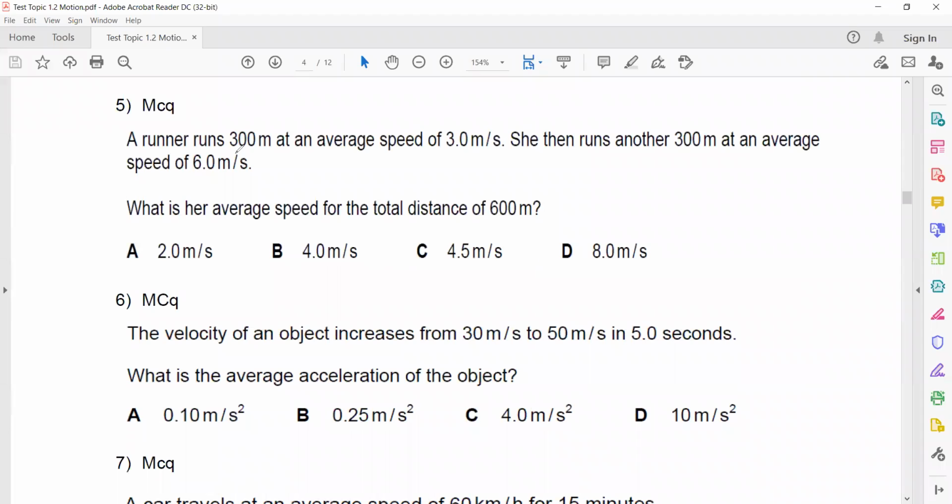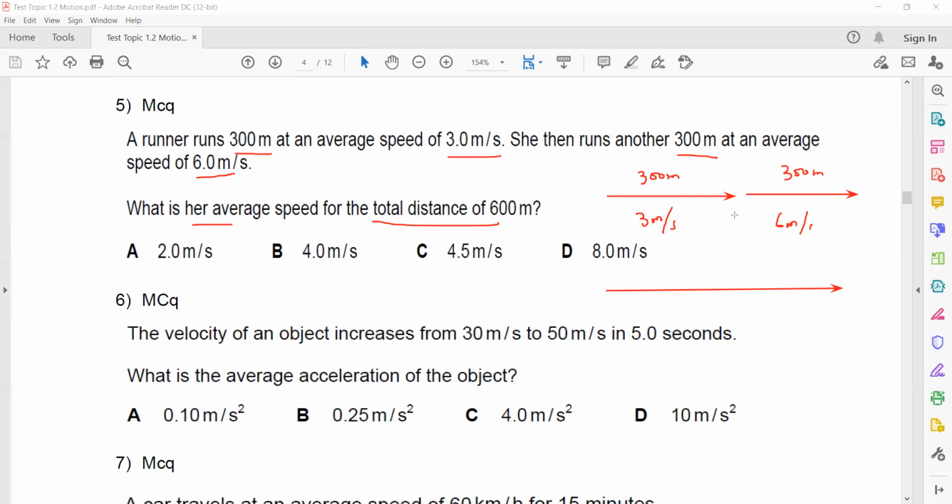A runner runs 300 meter with an average speed of 3 meter per second. She then runs 300 meter with an average speed of 6 meter per second. What is her average speed for the total 600 meters? So what happened? First, a runner runs 300 meters with a speed of 3 meter per second. Then the remaining 300 meters, another 300 meters, with a speed of 6 meter per second. We have to find the average speed to run this total 600 meters.